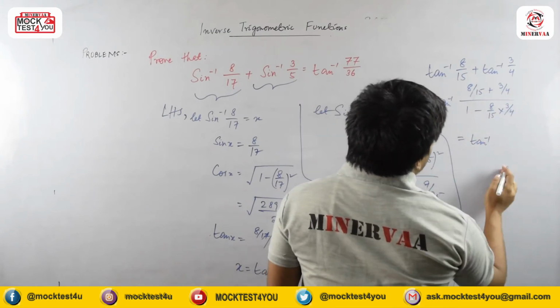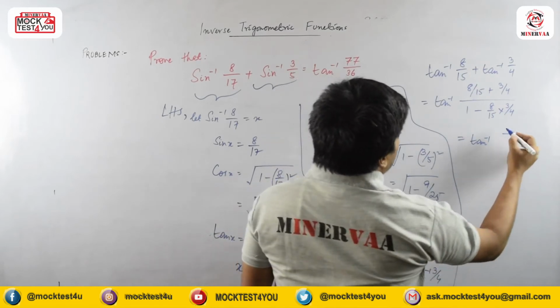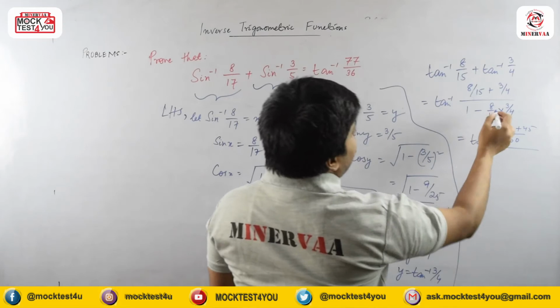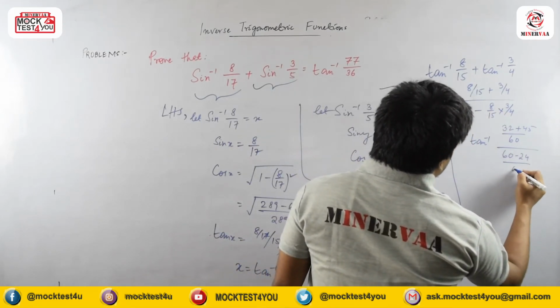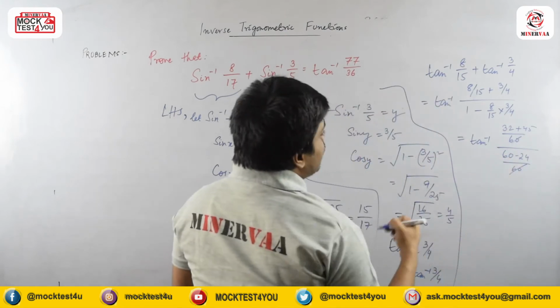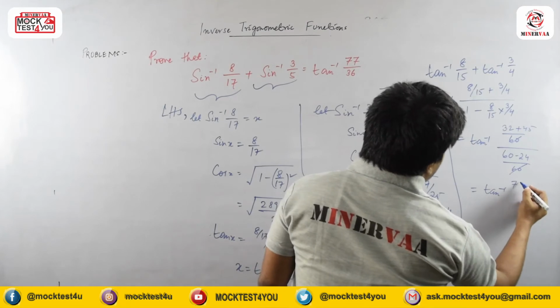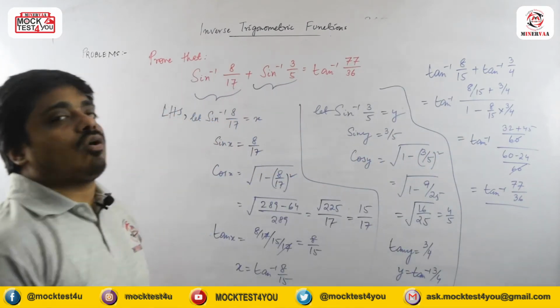So now if I take LCM in here, we get 60. So this one we have 32 plus 45 divided by, we are getting in here, 60 minus 24, divided by 60. So this goes out. So we have tan inverse 77 up and 36 down. So that's what the answer is all about.